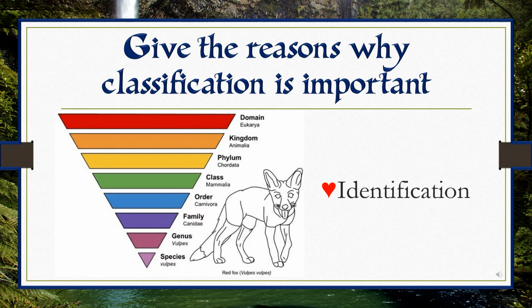Classification still can be used for identification. For example, the red fox is in domain Eukarya, kingdom Animalia, phylum Chordata, class Mammalia, order Carnivora, family Canidae, genus Vulpes, and species Vulpes, giving it its identification as Vulpes vulpes.